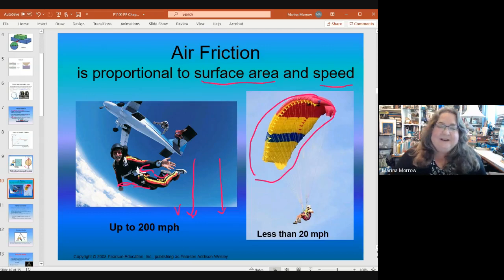So as velocity increases, the air friction goes from zero when he's high up, and as he gets larger and larger, it could be 200 newtons, 300 newtons, 400 newtons, 500 newtons. We'll talk about that more at the end of the chapter. So the air friction increases as the velocity increases.